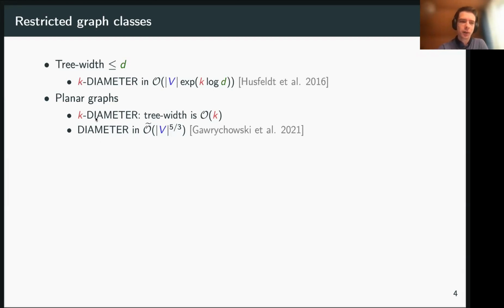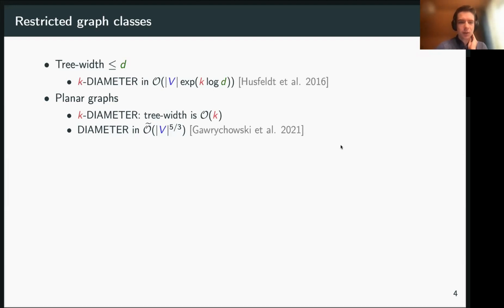But for planar graphs, we can actually do better. We can compute the diameter no matter how long it is in time subquadratic in the number of vertices. And it was a breakthrough by Cabello in 2019. It was V to the power 11/6, if I remember correctly. It was later improved to this exponent by Gawrychowski and others. So this is the state of the planar graphs right now.